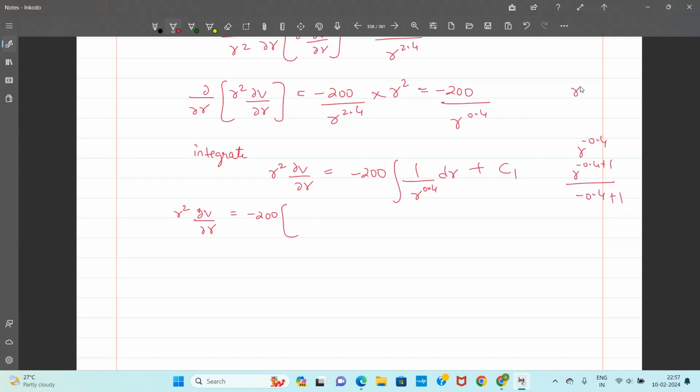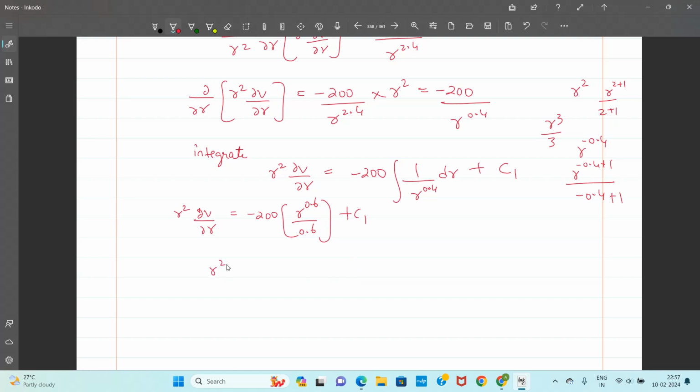Okay, normal integration: if you have r square, how do you do it? r power 2 plus 1 by 2 plus 1, right? That is how you get r cube by 3. Same thing is done for this. Just add plus 1 to the power, as well as take that power in the denominator. So you will be getting the answer as r power 0.6 by 0.6 plus your integration constant.